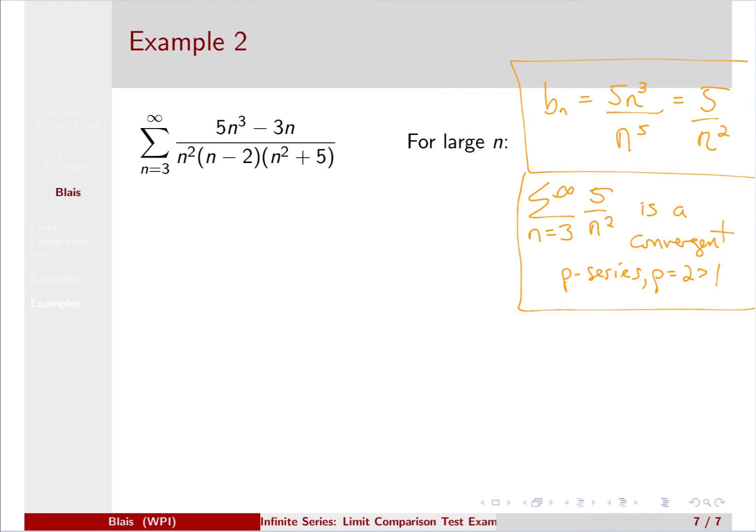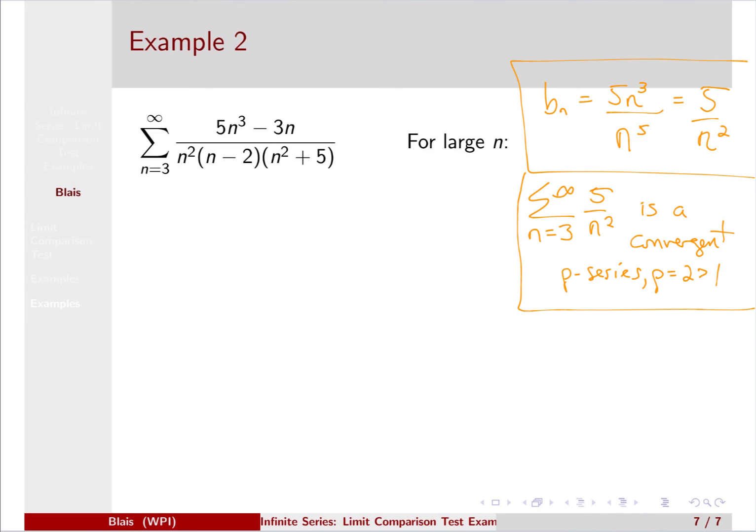And if we can now just establish that the limit of the ratio of our given terms to these terms is some non-negative constant, then we can conclude that this also converges. And again, we already have an idea that it should, because if this sum really does look like the sum of 5 over n squared for large n, it should converge. And it in fact does.